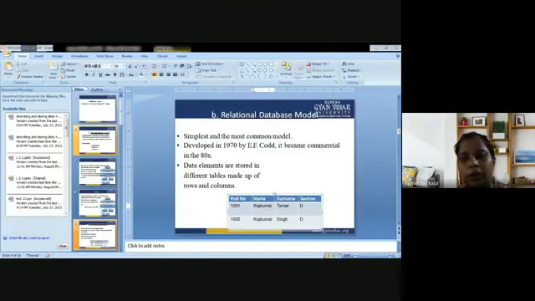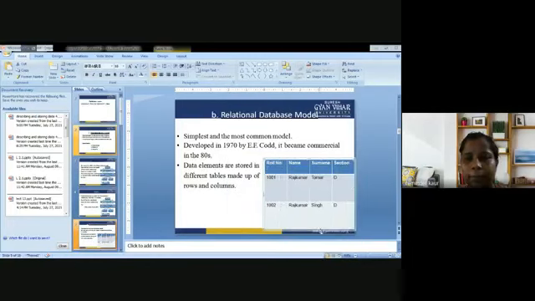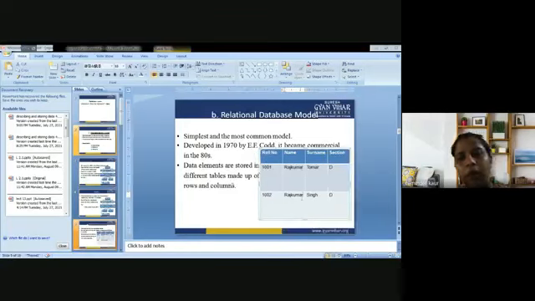Now let me tell you the relational model. Data could be stored in the form of a table. Now what is a table? A table consists of rows and columns. So this is one row, this is the second row, this is the third row, and these are all the columns. 4 columns are there and 3 rows are there.